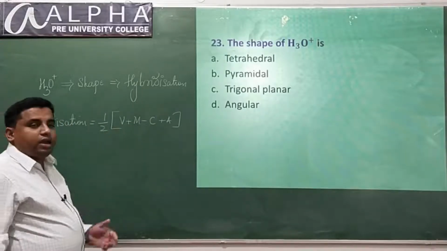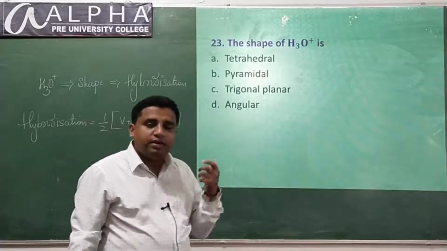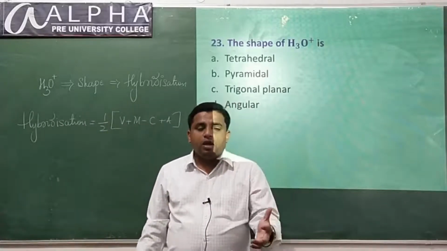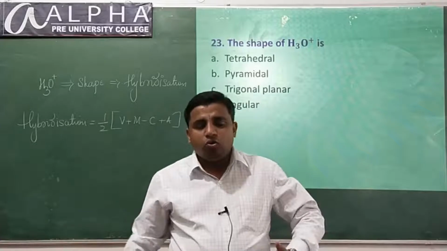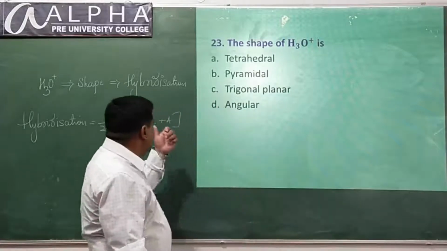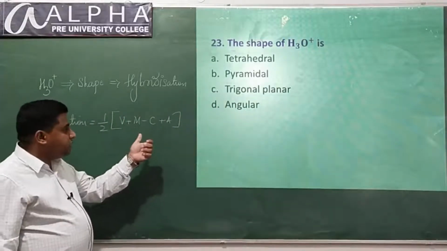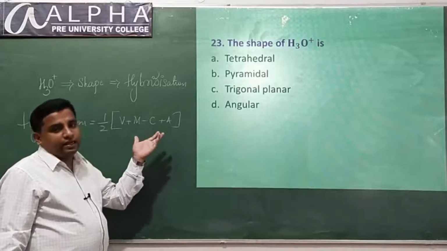What is V? Number of valence electrons around the central atom. What is M? Number of monovalent atoms around the central atom. What is C? Total positive charge. What is A? Total negative charge.